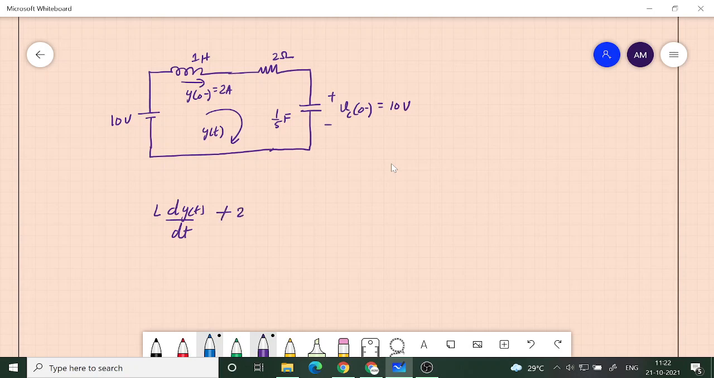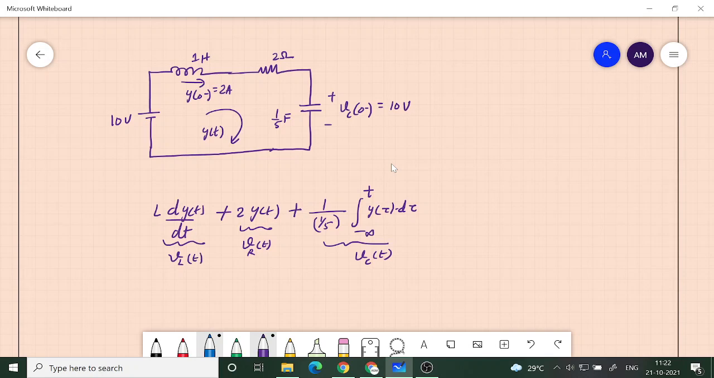Then plus 2 into y of t, that is Ohm's law, plus 1 by the capacitor value, which is 1/5, 1 by c integral from minus infinity to t of y of tau d tau. So this is like integral I dt, 1 by c integral I dt, that is the capacitor voltage. This is the resistance voltage, and this is the inductor voltage.